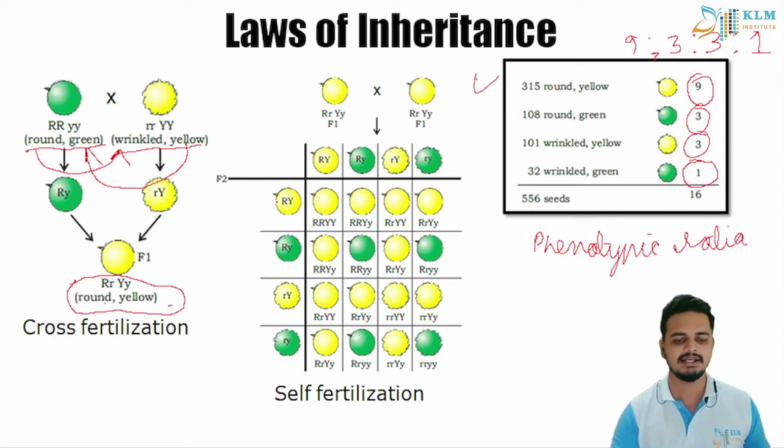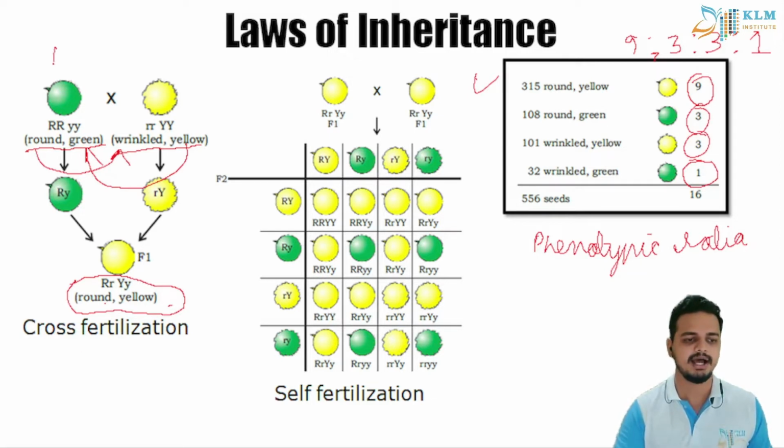So you can write it very easily. So you should know what each of the characters or traits represent. So round is represented by capital R. Okay. What was tall represented by? Tall was represented by capital T. Very good. So wrinkled is represented by small r.